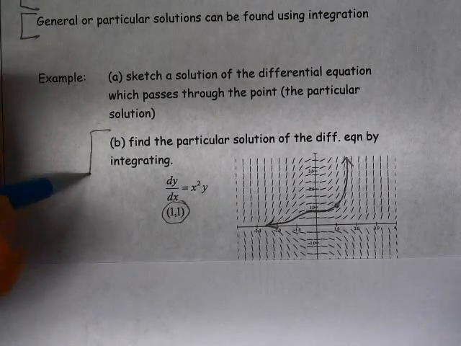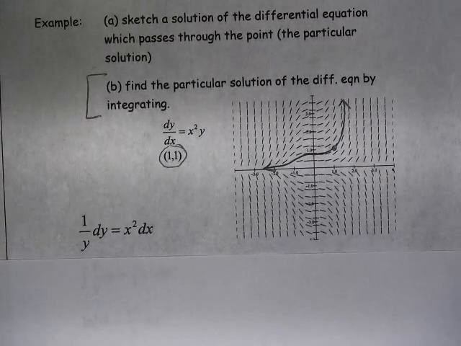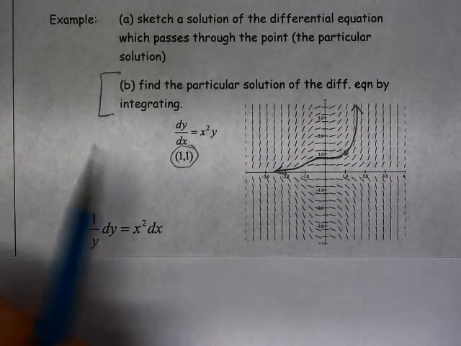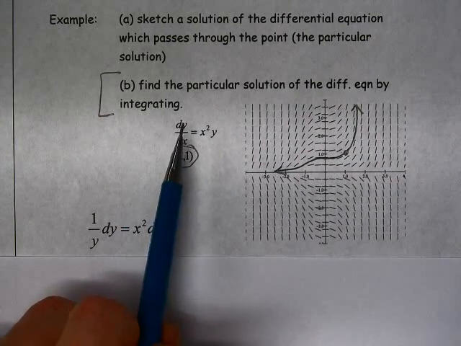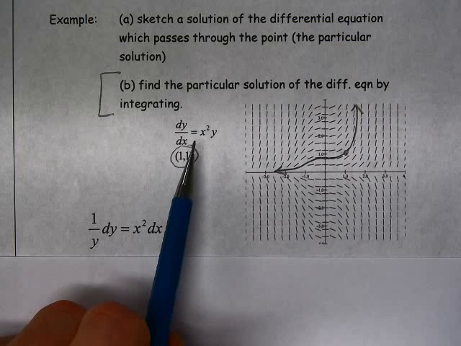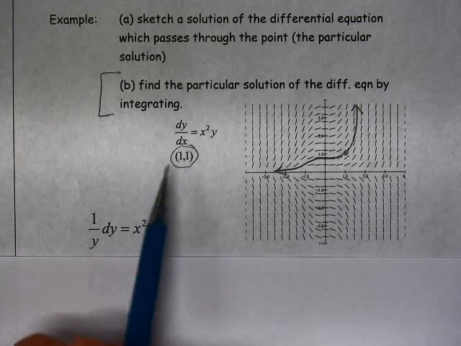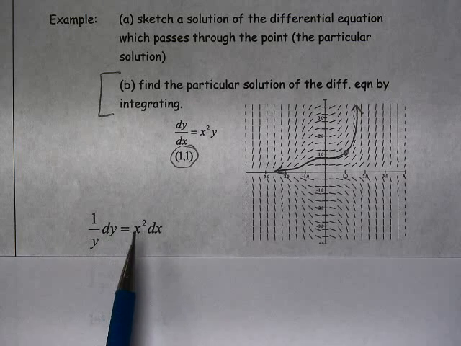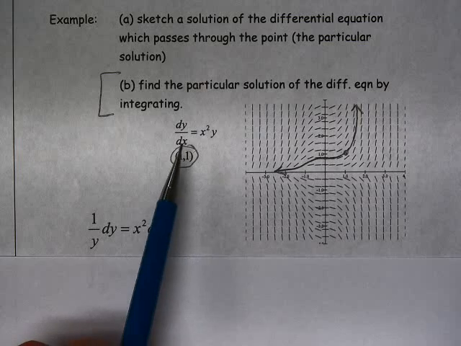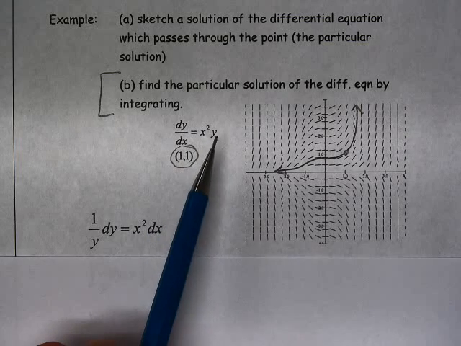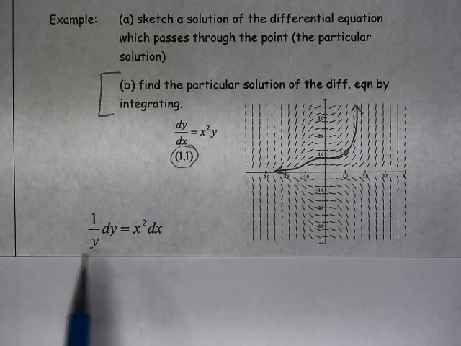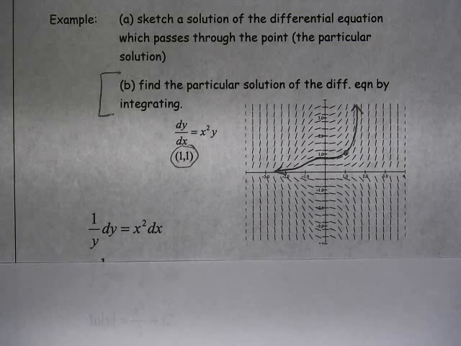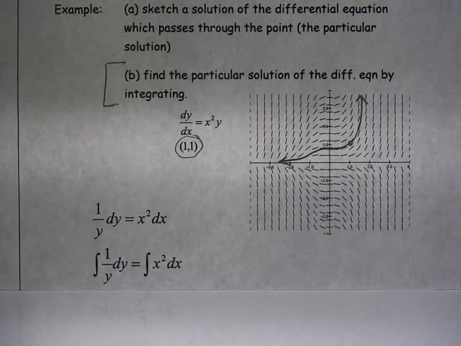Part B, we're going to find the particular solution by integrating. So let's look at the process we use there. If you look at this differential equation, it has x's and y's. The first thing we want to do is separate the variables, so we have 1 over y dy equals x squared dx. I've multiplied by dx over here and divided by y over here to get it in this form. Then I'm going to integrate both sides.